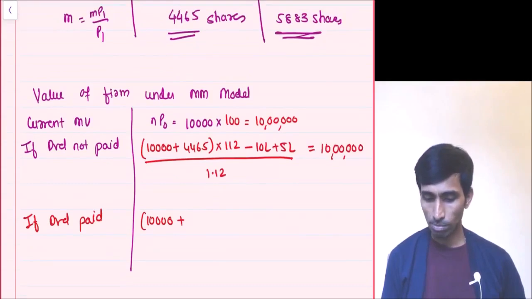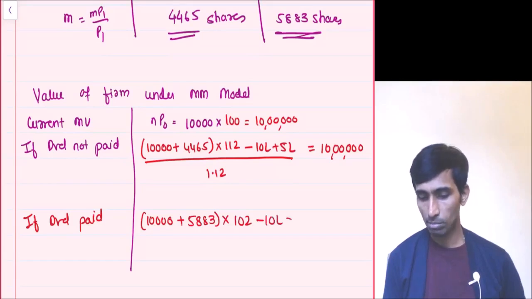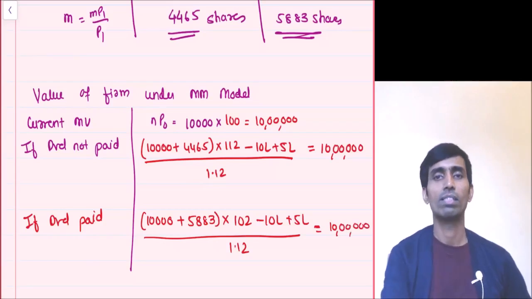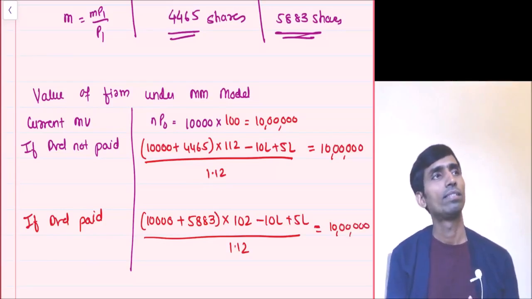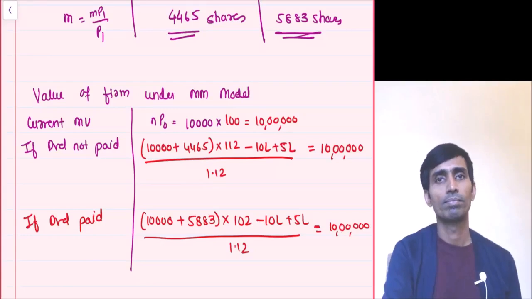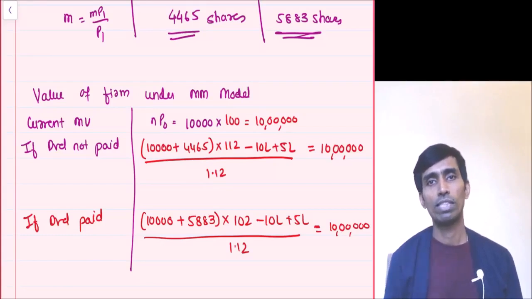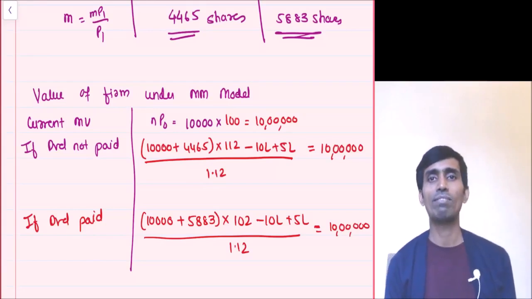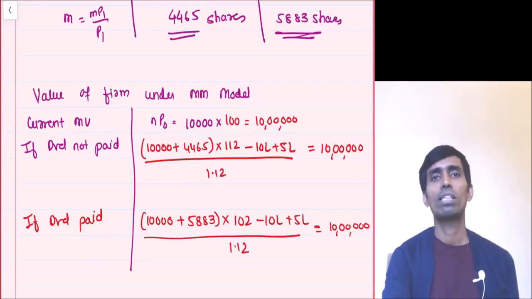If dividend is paid, then extra 5883 shares, but the share price is 102, minus 10 lakh plus 5 lakh, upon 1.12. If you check again, the answer should be 10 lakhs. So we have answered the fifth question. In between we have left one question, the fourth one. Let us answer that. What are the problems with this model?